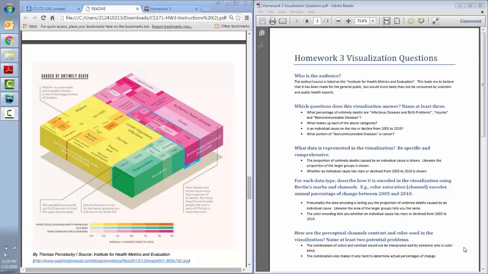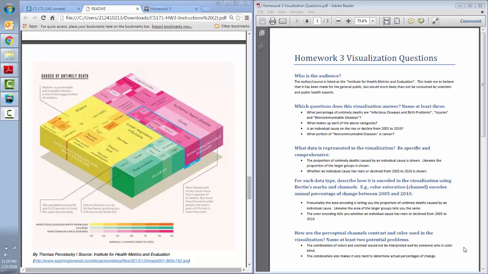What questions does the visualization answer? So first thing that it answers for me looking at it is the causes of untimely death by category. So it would be infectious diseases, injuries, and the non-communicable diseases. The second question that it answers for me is how these individual categories are broken up. And then the third question it answers for me is the change in these untimely deaths from 2005 to 2010.